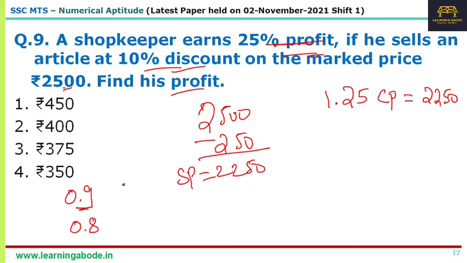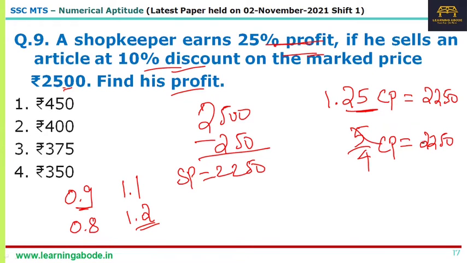Similarly, a 10% profit or increase, you can write as 1.1. A 20% profit or 20% increase, you can write as 1.2, and so on. So in that way, a 25% profit, you can write as 1.25. What is the advantage? This 1.25 you can write as 5/4 CP. So 5/4 of cost price is this 2250.